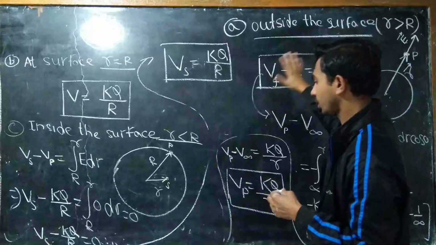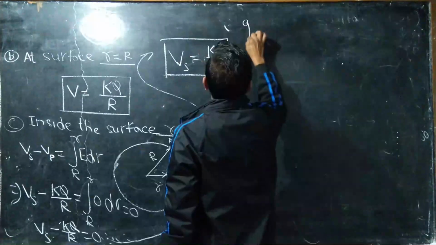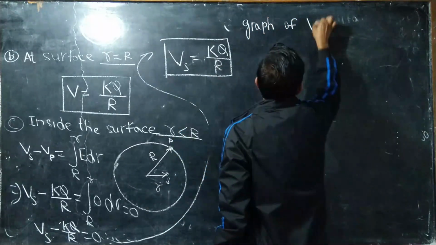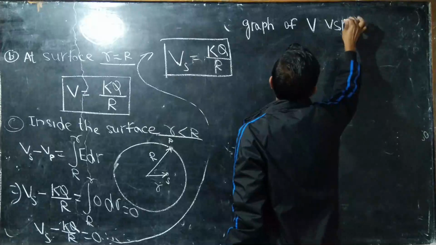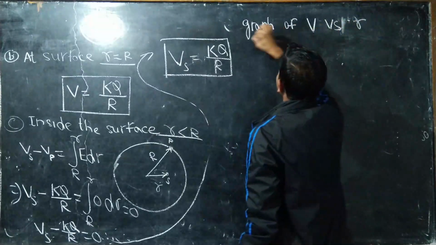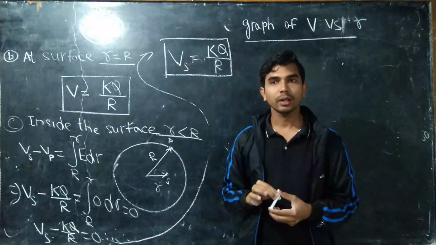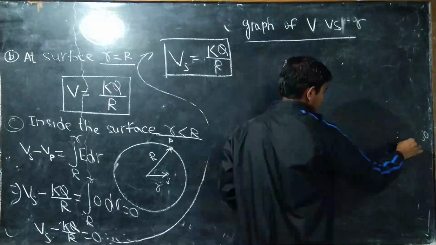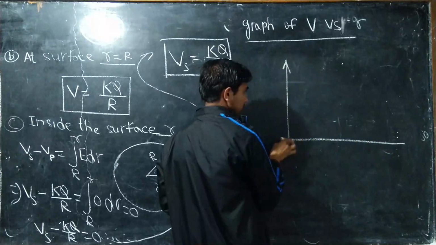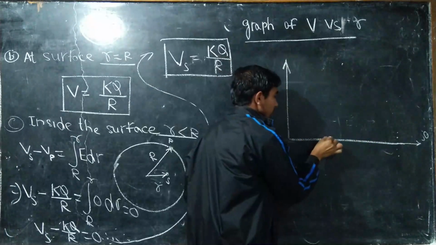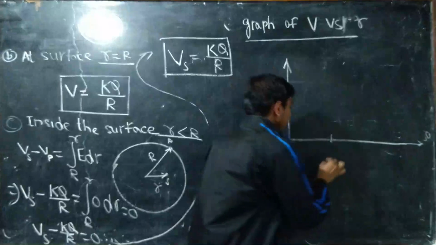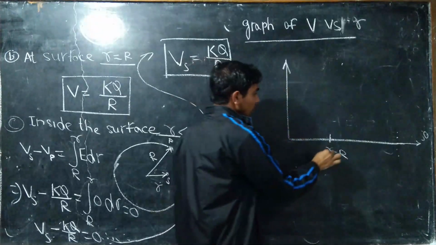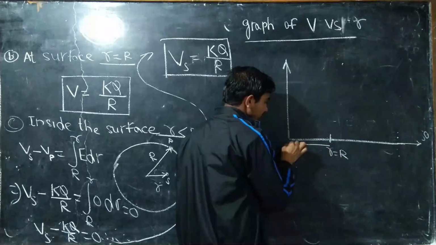So now I'm going to rub this part, okay? Now I'm going to draw the graph, right? Graph of V versus R, okay? V is potential, R is the distance from the center, right? Now, see, suppose at this point r becomes equal to R, right? So all the points which are lying in this region, right?